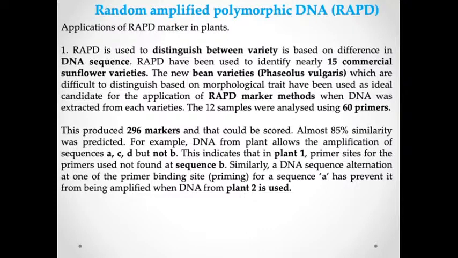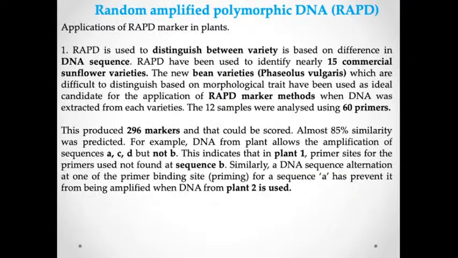What are the applications of RAPDs in plants? It helps you to distinguish between different varieties based on their DNA sequence. Whatever the DNA sequence is, it can help you to distinguish between different varieties within the different plants. RAPD has been used to identify nearly 15 commercial sunflower varieties. Within the sunflower, they were able to distinguish 15 different varieties because of that.